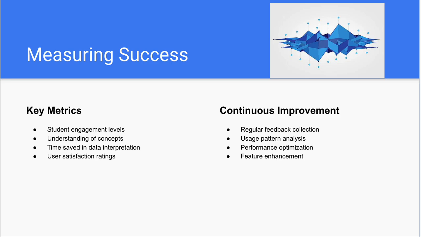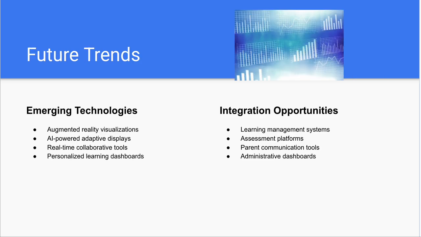There should be continuous improvement. So we need regular feedback collection, and we need to analyze this feedback to make sure that we're utilizing data appropriately and in the best way possible to actually increase student engagement and understanding. We need performance optimization and feature enhancement.